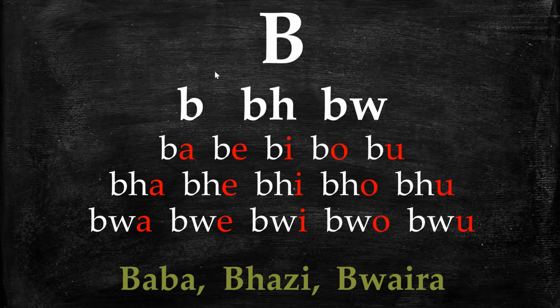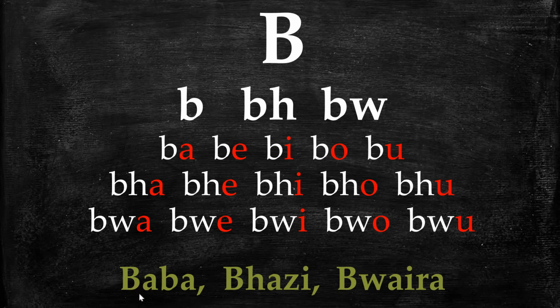For B, we have consonants B, BH and BW, and I'm going to pronounce them using all the 5 vowels. So B is ba, be, bi, bo, bu. BH is pronounced ba, be, bi, bo, bu. BW is bra, bre, bri, bro, bru.